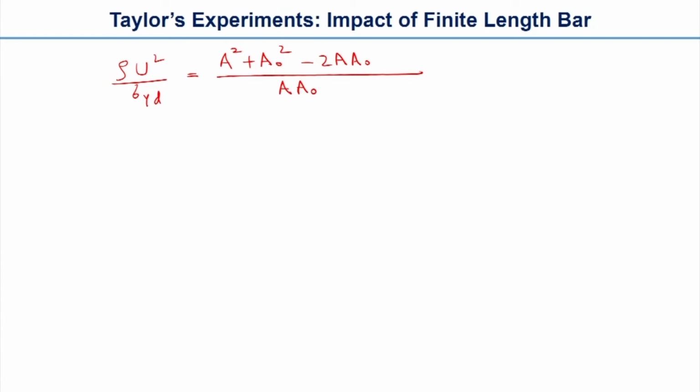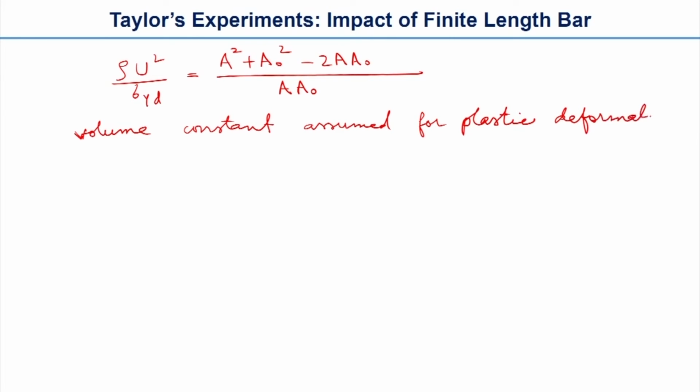So what we will do is, we know that the volume is constant, to get the expression in terms of strain. The volume is constant during plastic deformation, so we assume it that way, which is not the case in elastic deformation. For plastic deformation we can assume it as constant, that is, strain is equal to L naught minus L.